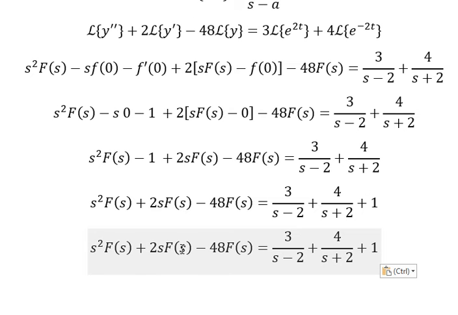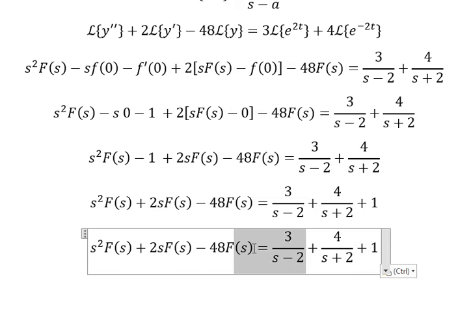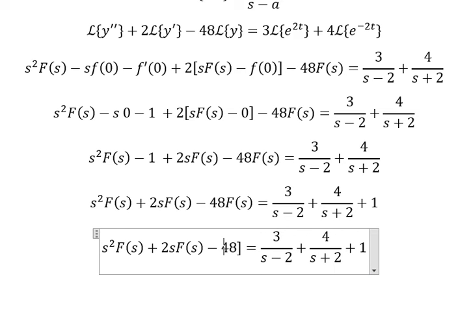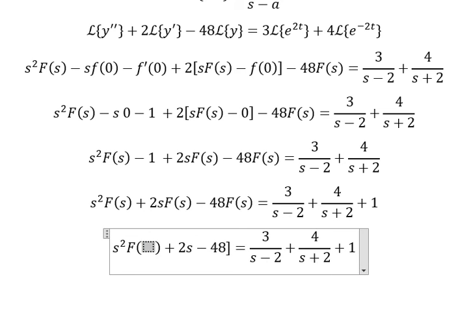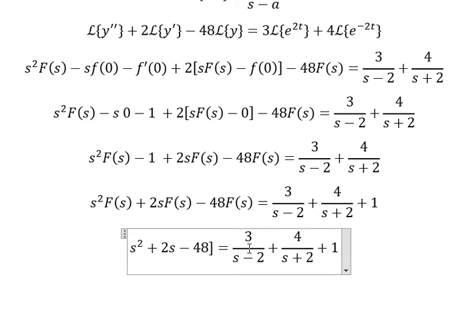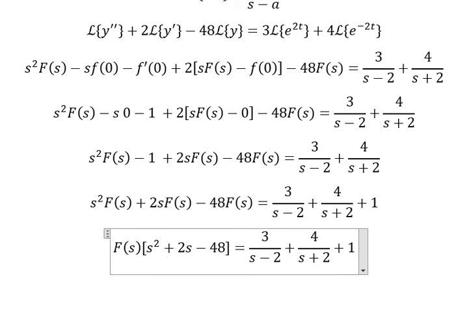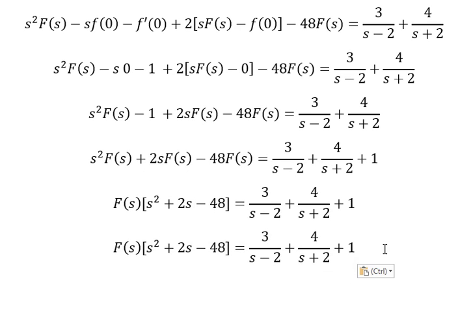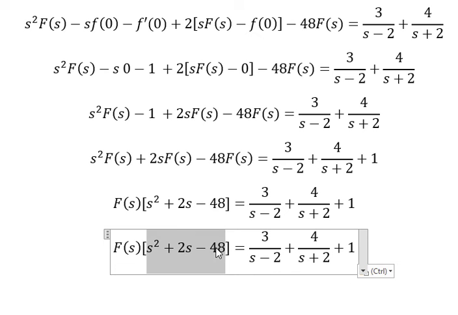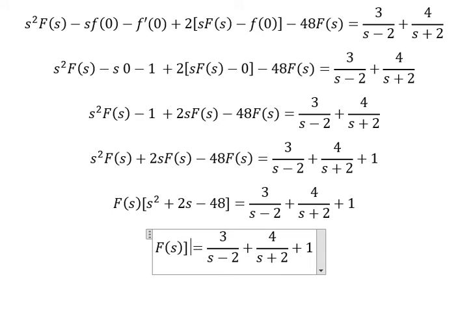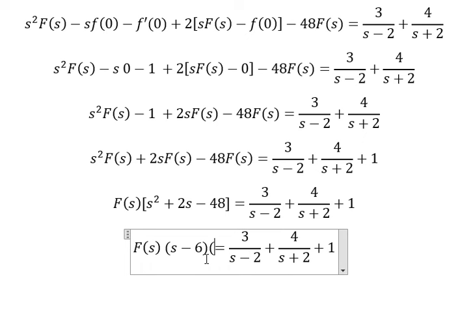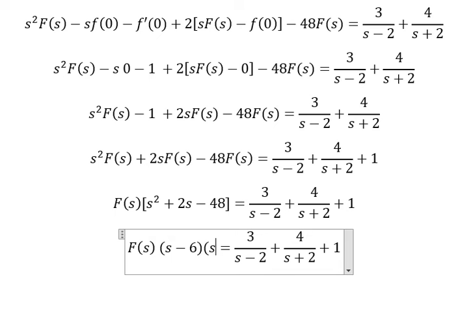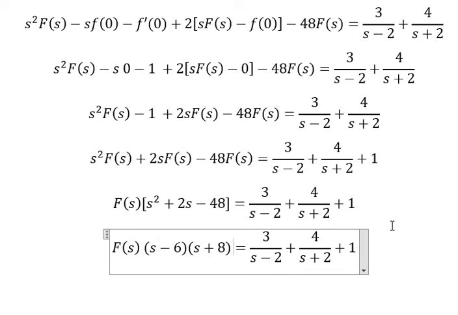So capital F of s we can do about factorization. Next, about this one we can do about factorization, and that should be about s minus number 6 and s plus number 8. Now we divide both sides by this one.